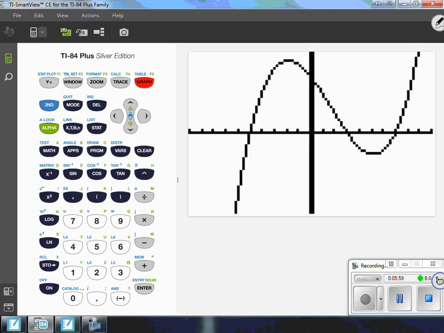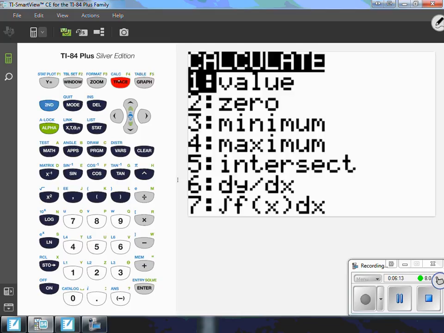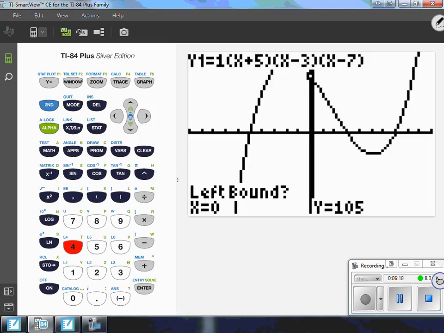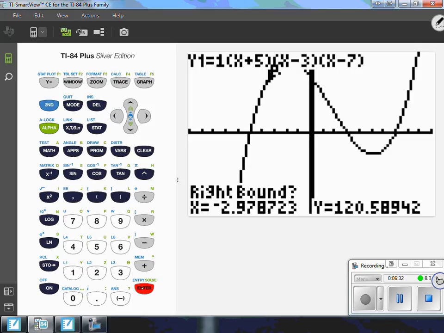If you have to pause this video to get caught up or go back, please do so. We're ready to find our local max. In order to find the local max, hit the second key, the trace key, and scroll down or hit the number 4, and you get the little flashing bug. I want to find the max that's over here, so I'm going to move my bug to the left for the left bound, anywhere to the left of the max. Hit enter on left bound. Now move your bug over to the right and hit enter on right bound.